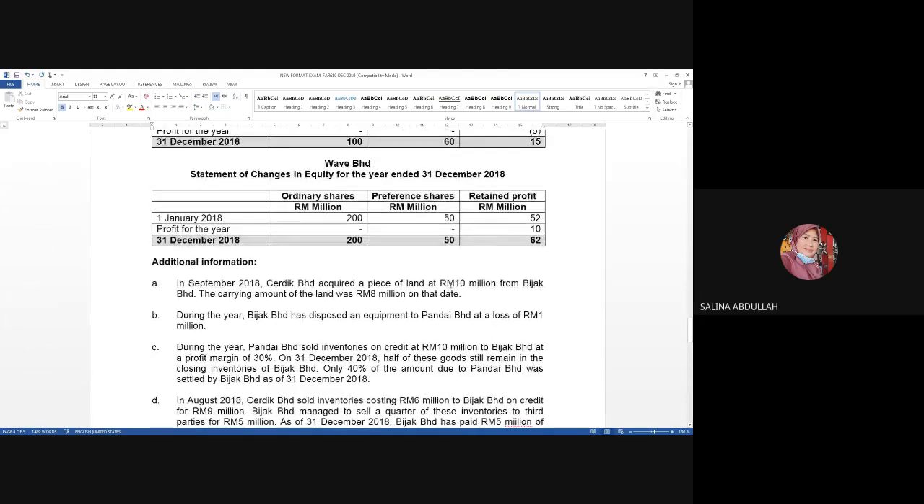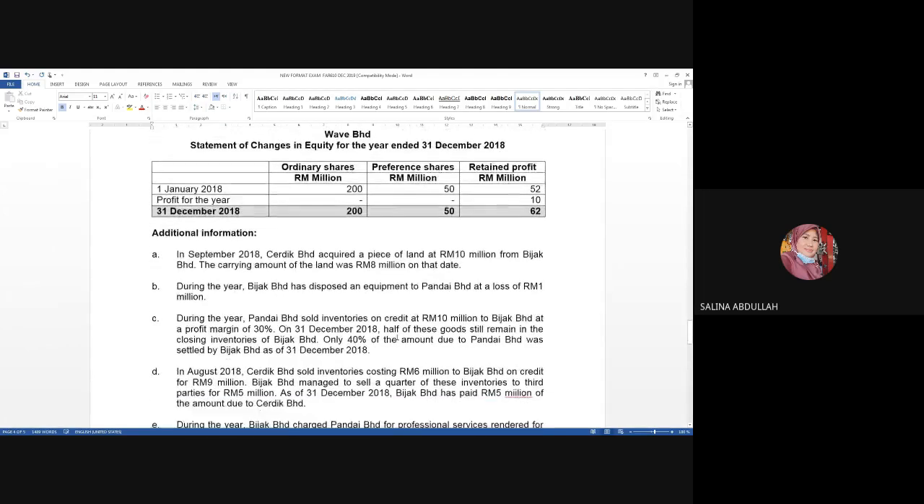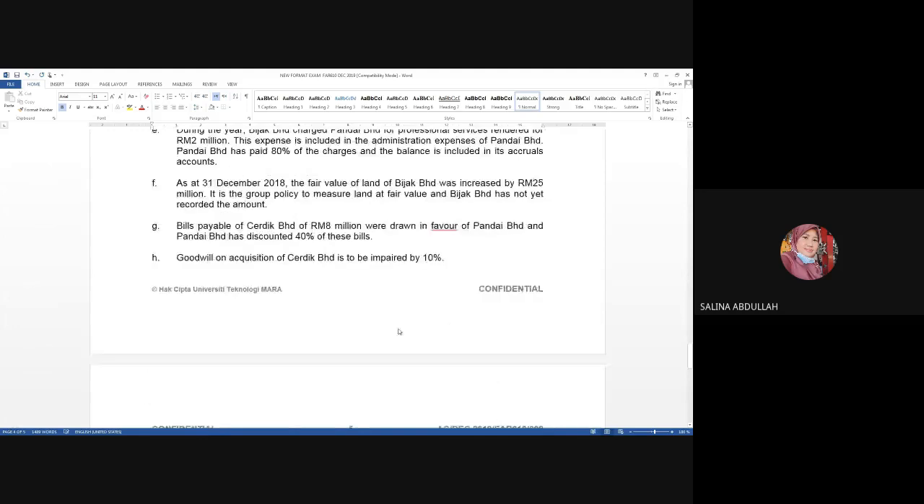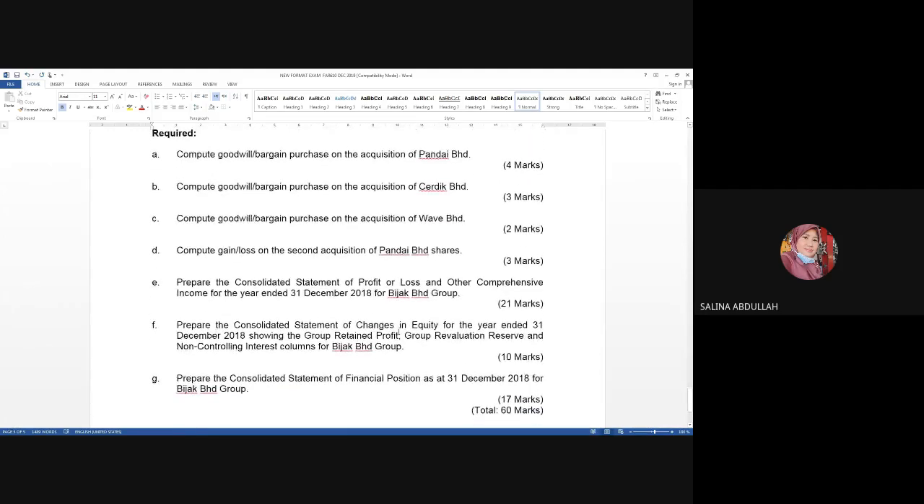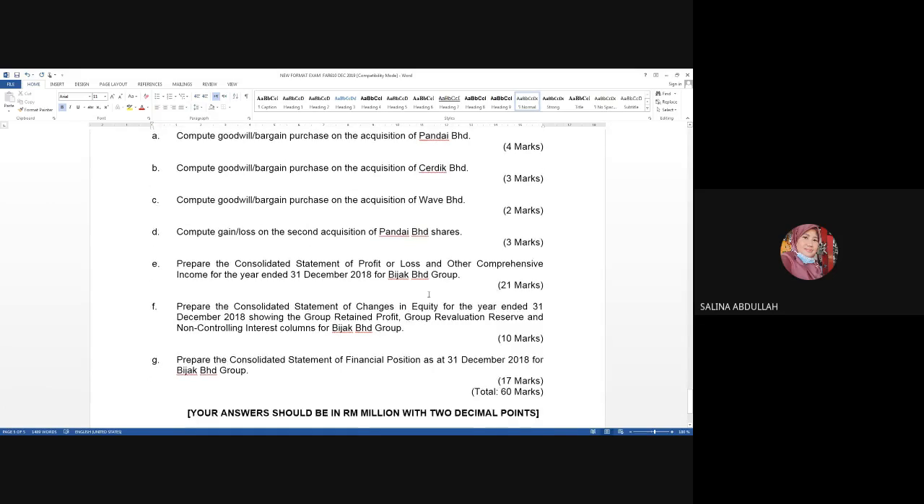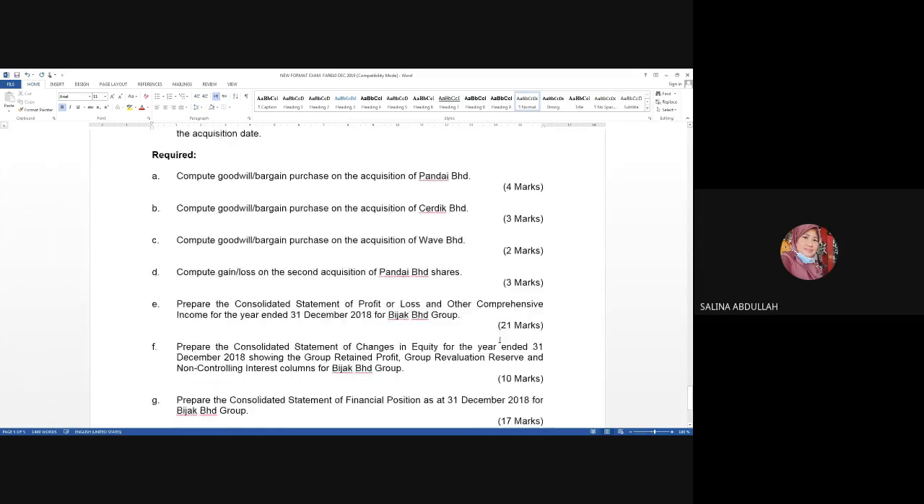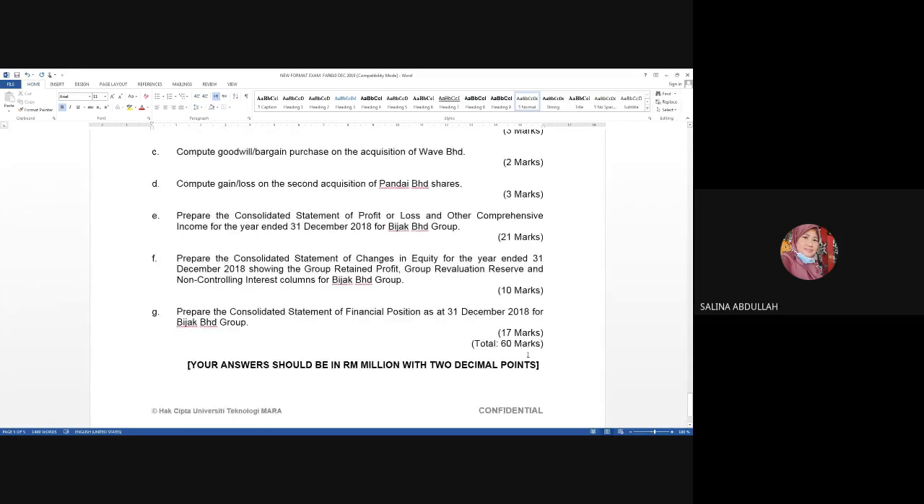The third part of the question is the additional information. We have A until J until L here, and then the requirement. When you first read the question, straight away you can refer to the requirement. So you can see here we have A, B, C, D, E, F, G. And this question carries 60 marks.